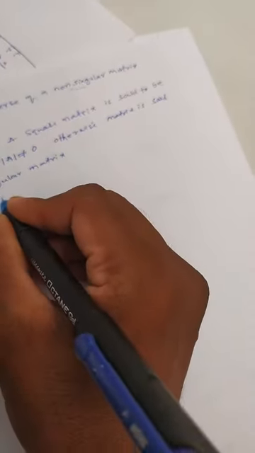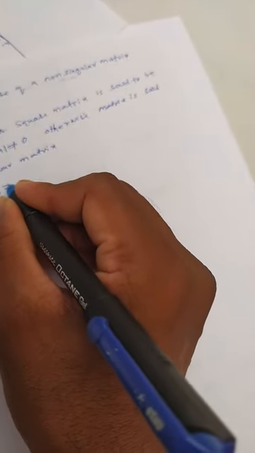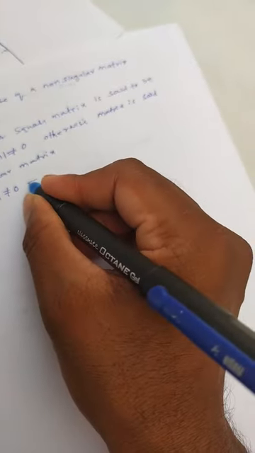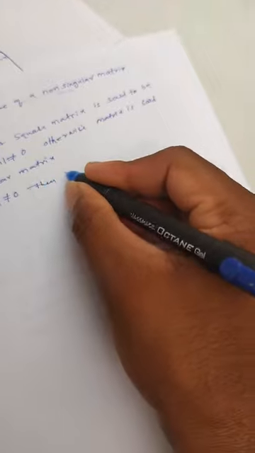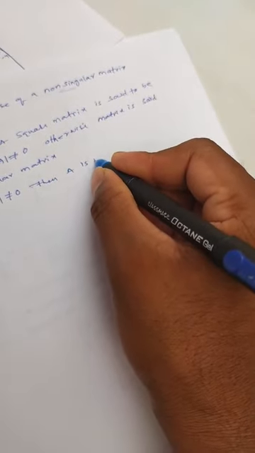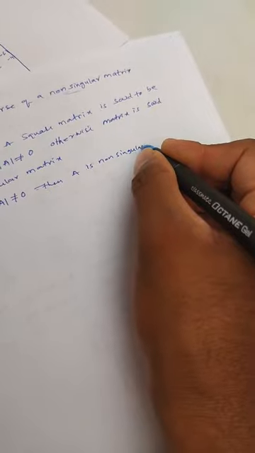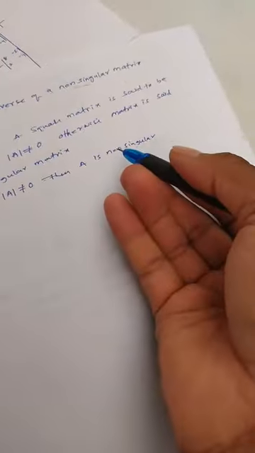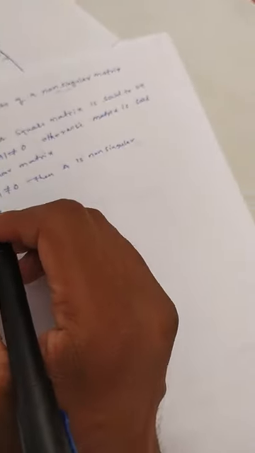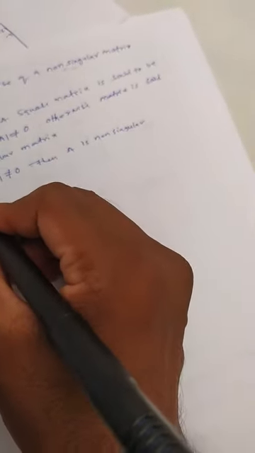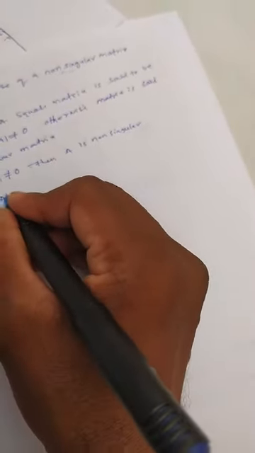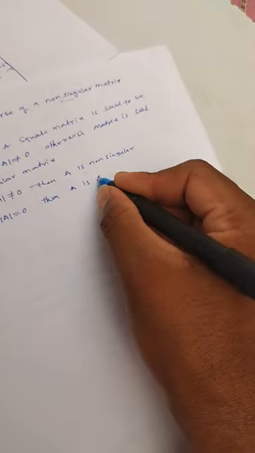That is, if det A not equal to 0, then A is non-singular. This is an if and only if condition. If det A is not equal to 0, A is non-singular. If A is non-singular, then det A should not be equal to 0. If det A equal to 0, then A is called a singular matrix.